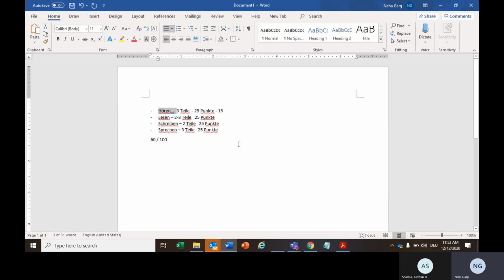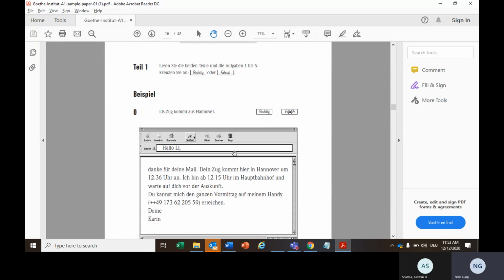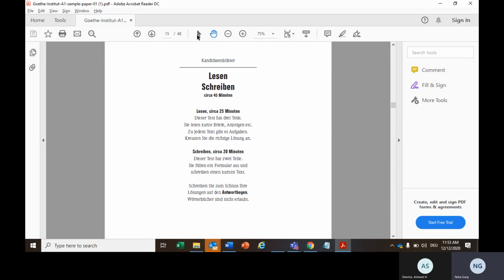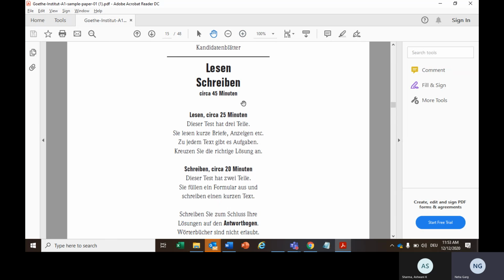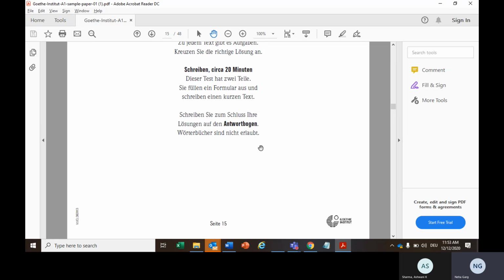Right. Oh, that's what Lesen looks like. As I told you, there will be one single sheet for Lesen and Schreiben, and in total there will be 45 or 50 minutes for both. So you have to decide how much time you devote to Lesen and how much to Schreiben. Okay.